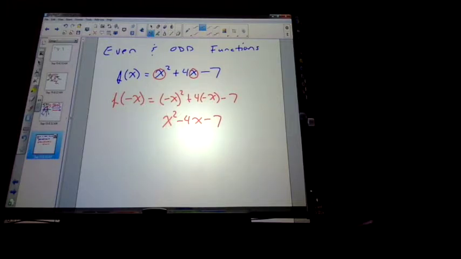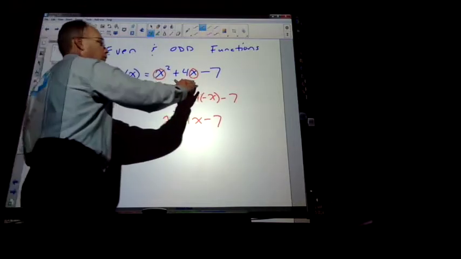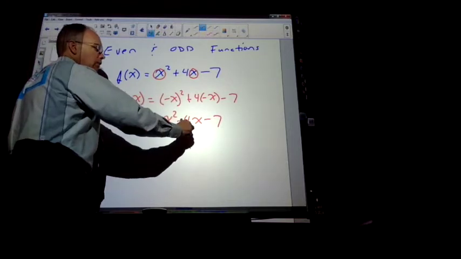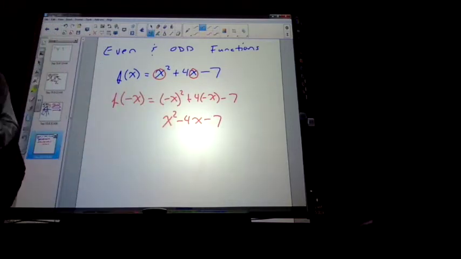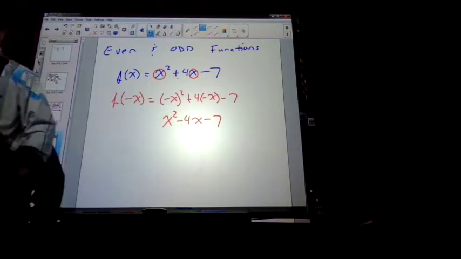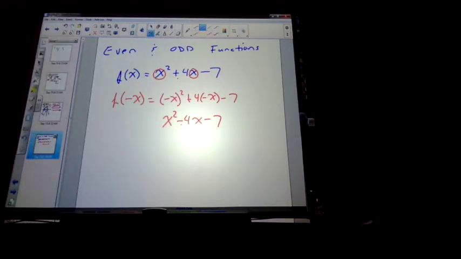No. Why? Because it's not the same equation. x squared plus 4x minus 7 is not the same thing as x squared minus 4x minus 7. It's close, but this is a negative where that's a positive, so they're not the exact same function. So right now, we don't have an even function. Okay?